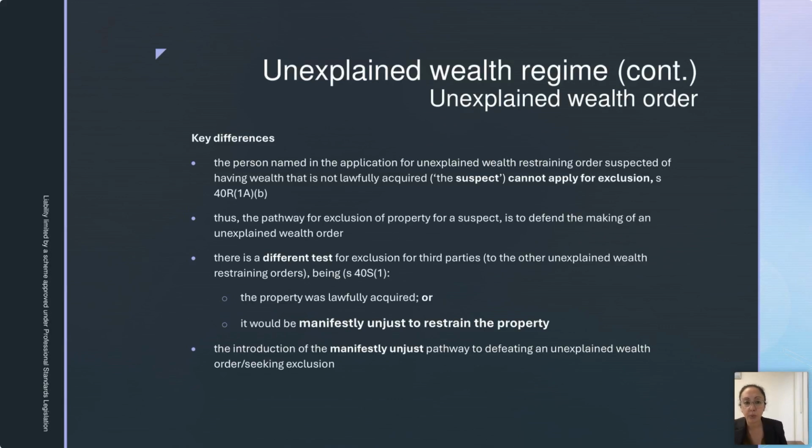That third party would then need to go down, it seems, the exclusion route and prove that the property was lawfully acquired. Whether that means they have to prove the totality of the property, much of which they would have no knowledge about, or could they simply assert that it would be manifestly unjust if they could prove that their deposit came from lawful funds to restrain the property that they've got an interest in.